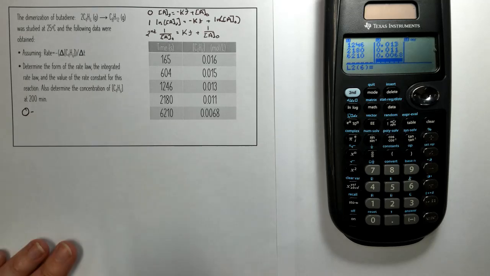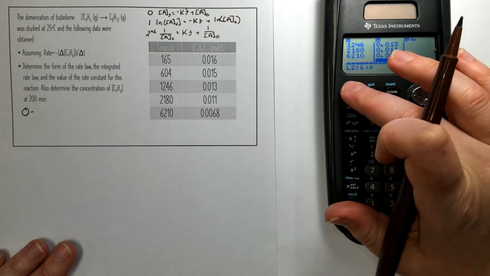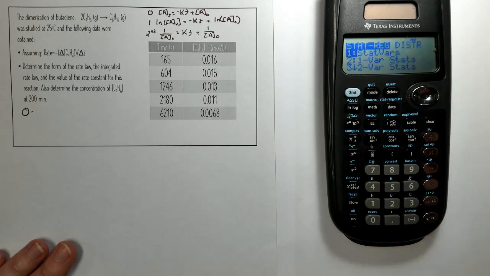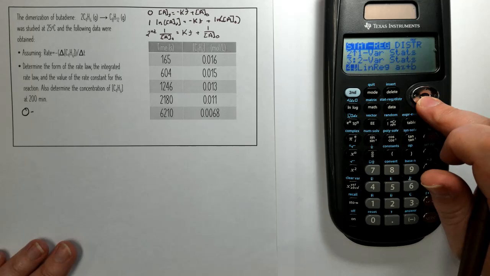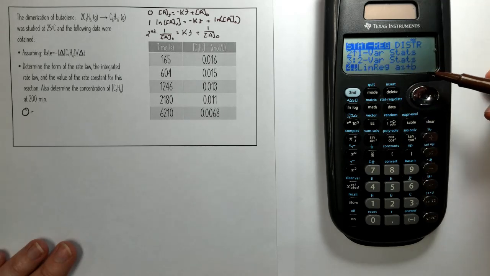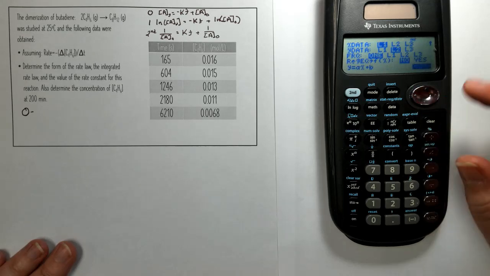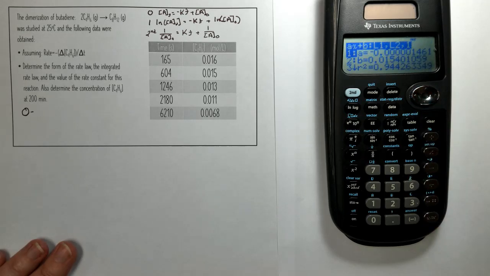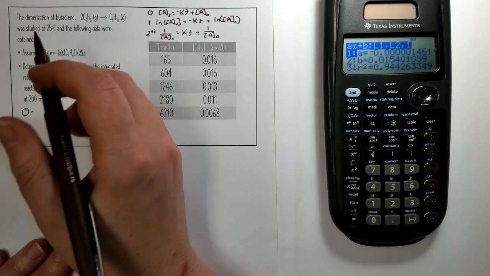So for zero order, we're going to hit our second function button and our data button, and that brings up this menu. We want to fit this to a straight line, so linear regression, ax plus b. A is our slope, b is our intercept. We're going to go in. Our x data is in L1, our y data is in L2, and we're going to come down here and calculate.